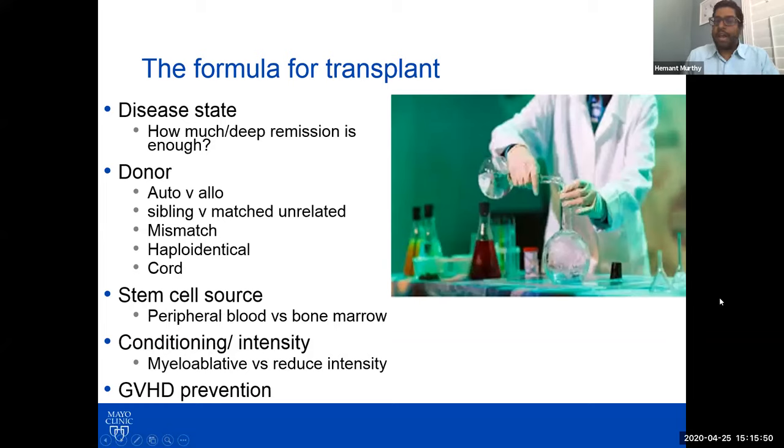So again, the formula for a transplant. Where's your disease? What kind of donor? What is the best donor? Because different donors can have different effects, different risks, different benefits on the disease, on the toxicities. We look at what kind of stem cells we think are better. We look at the intensity of the chemotherapy we give. And then we look at the GVHD prevention. That is what we all have to determine. And that is the formula for your transplant.